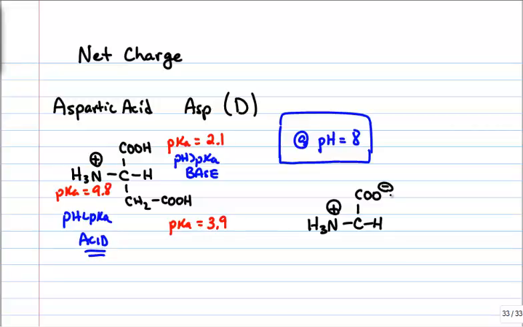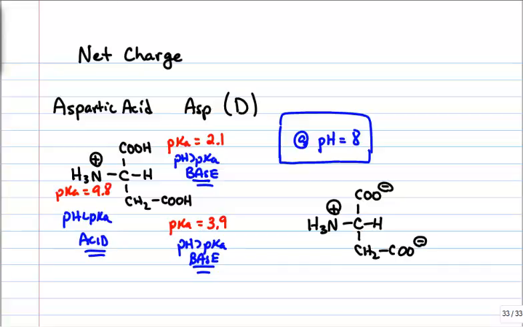Okay? And we have a similar situation here with the carboxylic acid in the side chain. The given pH is greater than pKa. This is going to be the base form. Okay, that was base. This one is base. So I'm going to redraw it in the base form. The base form of a carboxylic acid is negatively charged. We know that. You need to know that.